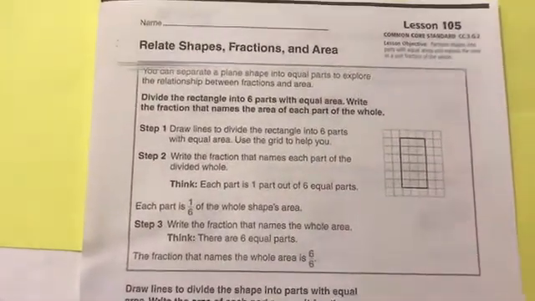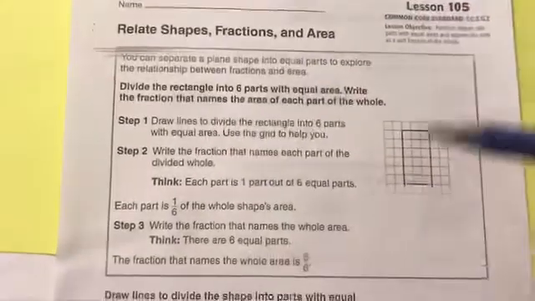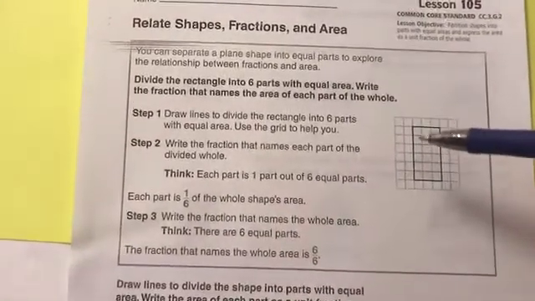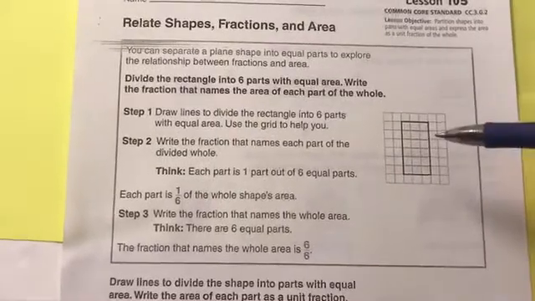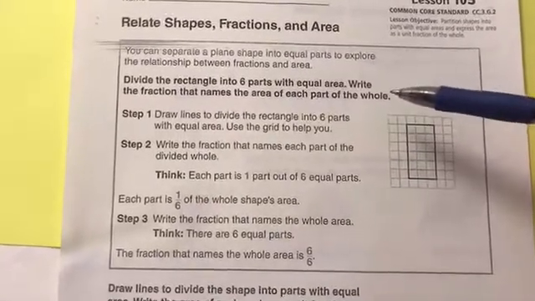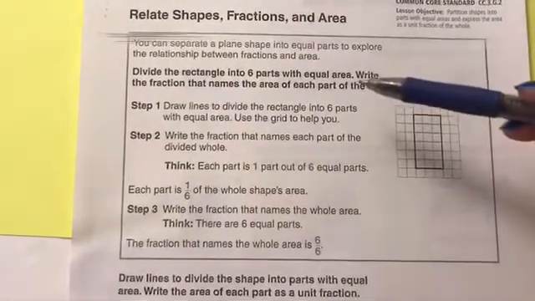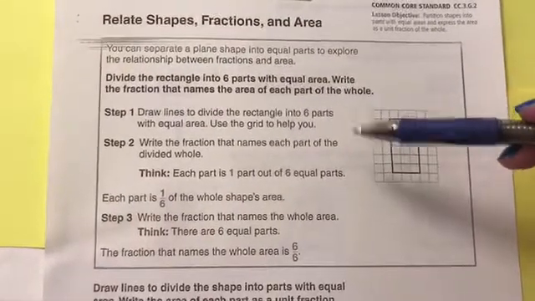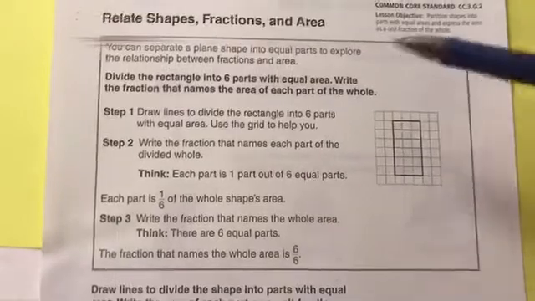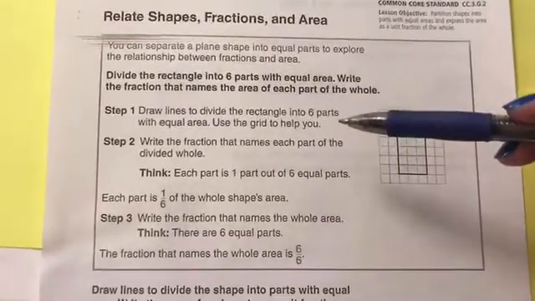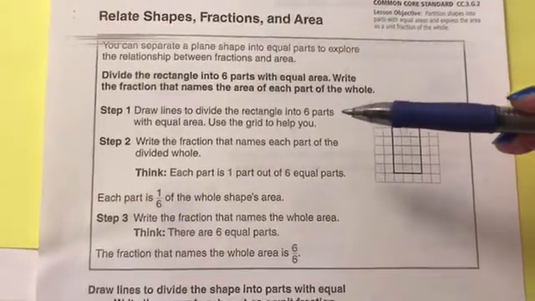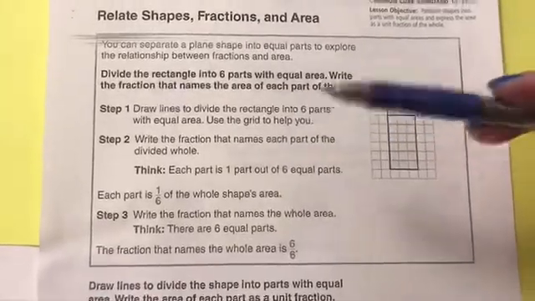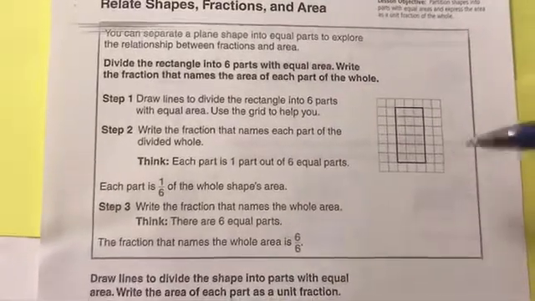So up here in our example, what they give us is a little rectangle on a piece of grid paper. And what it is telling us is they want us to divide the rectangle into 6 parts with equal area. We're going to write the fraction that names the area of each part of the whole. So what they tell us to do is to draw lines to divide the rectangle into 6 parts with equal area. And we can use this grid to help us, all right?